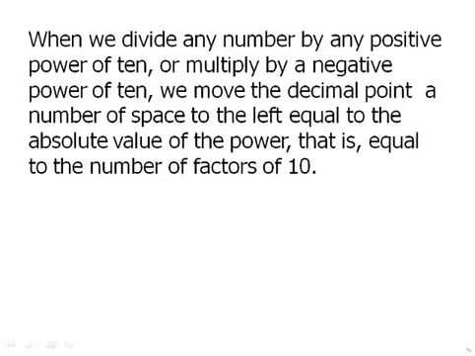When we divide any number by any positive power of 10, or multiply by a negative power of 10, we move the decimal point a number of spaces to the left equal to the absolute value of the power. That is, equal to the number of factors of 10. So if I divide by 100, again 100 is 10 to the 2, so there are 2 factors of 10. When I divide by 100, that moves the decimal point 2 places to the left. It starts out next to the 5, it winds up between the 2 and the 3, 12.35.